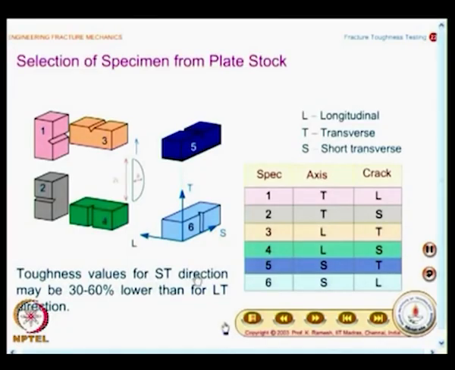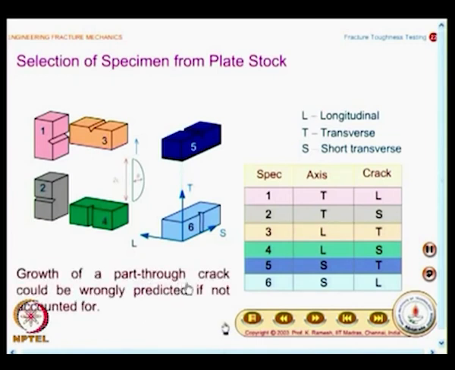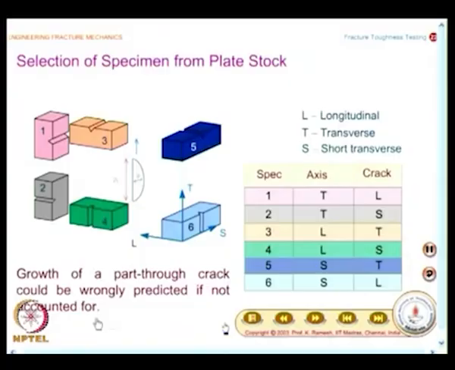The toughness values for the ST direction may be 30 to 60% lower than for the LT direction. What is the consequence? The consequence is growth of a part-through crack could be wrongly predicted if not accounted for. This we had seen even in the leak before break criterion. I said a semi-elliptical flaw would try to become a circle because K is very high, and you want that crack to move further and create a leak in the pressure vessel, then it should take some sufficient time for it to move sideways. So, this is dictated by the stress intensity factor as well as the fracture toughness. So, in fracture toughness testing you also take special care to bring in the material anisotropy and find out the appropriate properties. This is very systematically done.